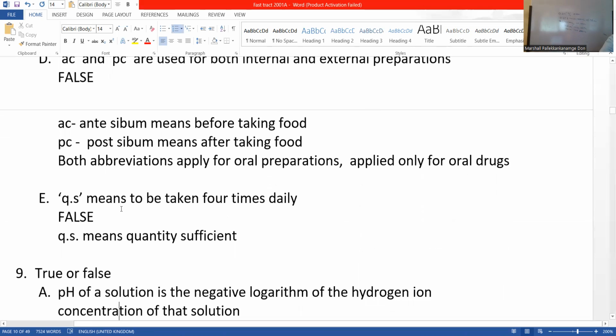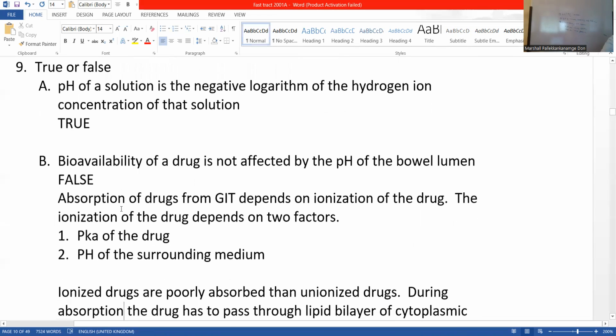We will go to question number 9. True or false? pH of a solution is the negative logarithm of the hydrogen ion concentration of that solution. That is true. Minus log of hydrogen ion. pH means minus log of hydrogen ion concentration. pH is minus log of H plus concentration.